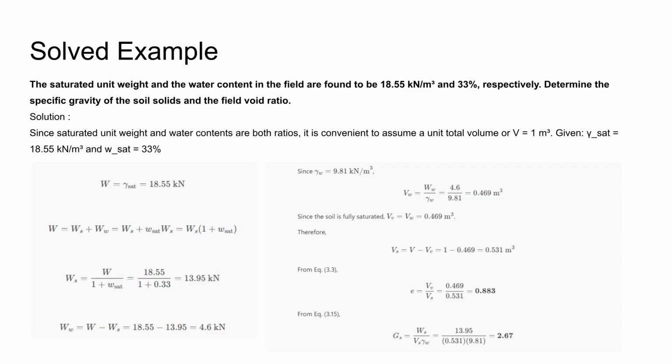Here is a solved example problem to determine the specific gravity of soil solids and the field void ratio, given the saturated unit weight and water content. Assuming a unit total volume, the solution involves calculating the weight of solids and water and then using the volume relationships to find the void ratio and specific gravity.